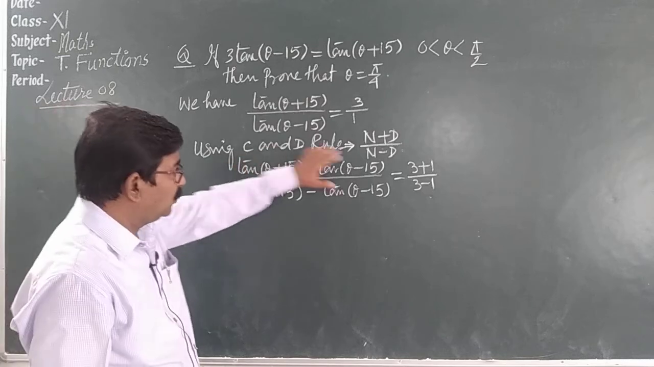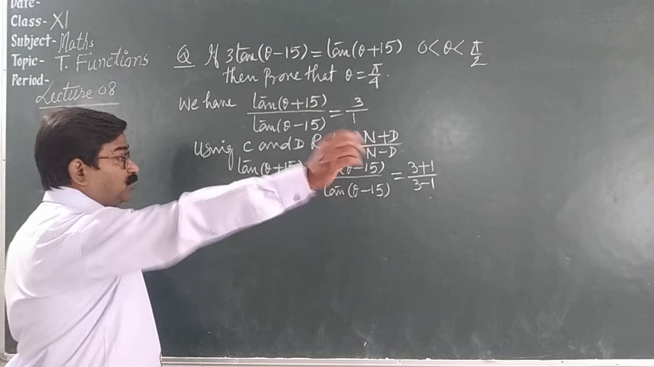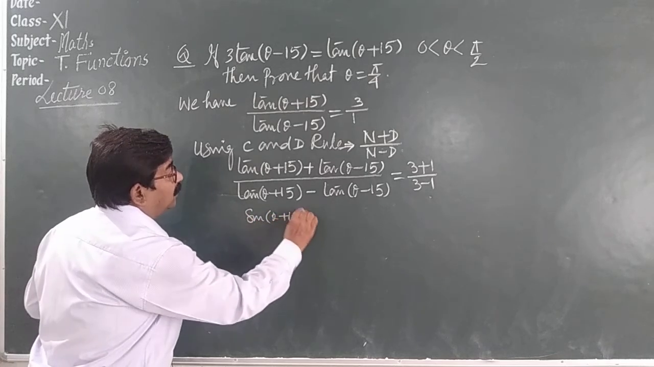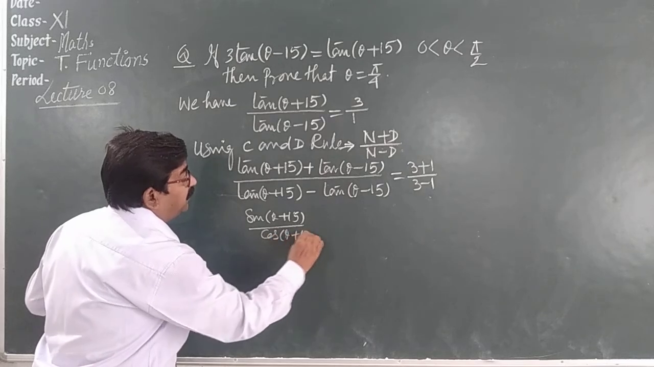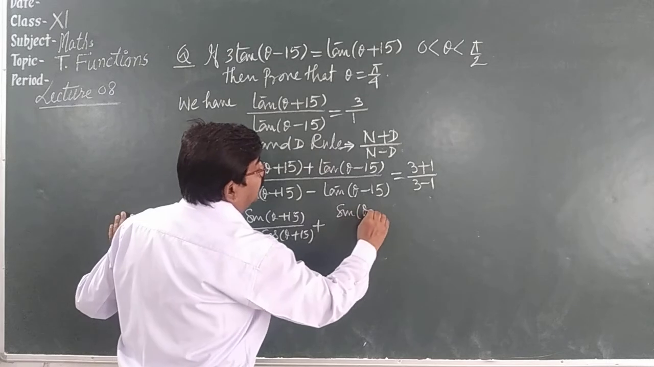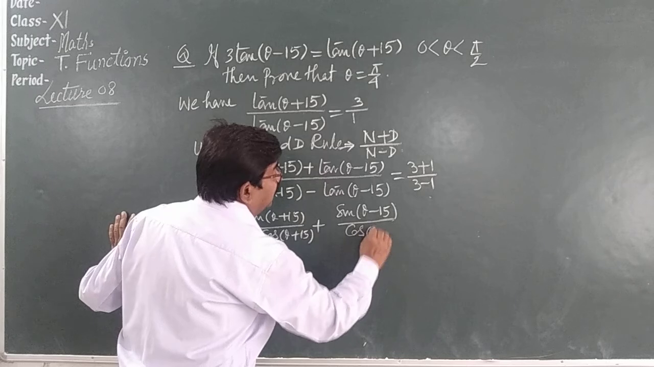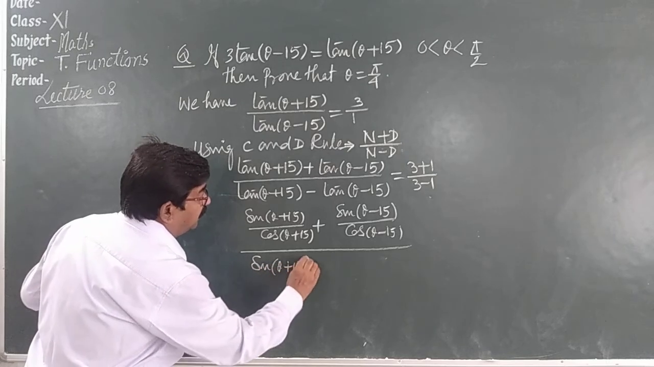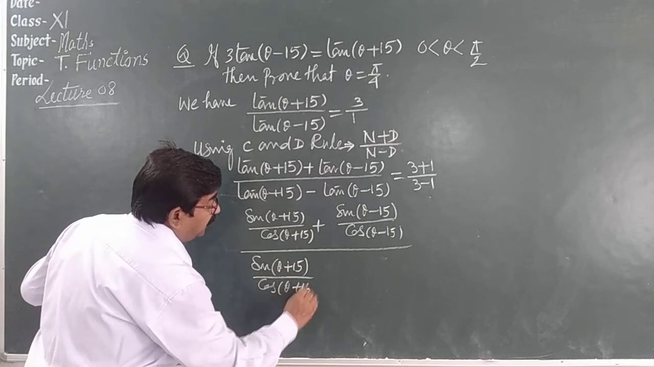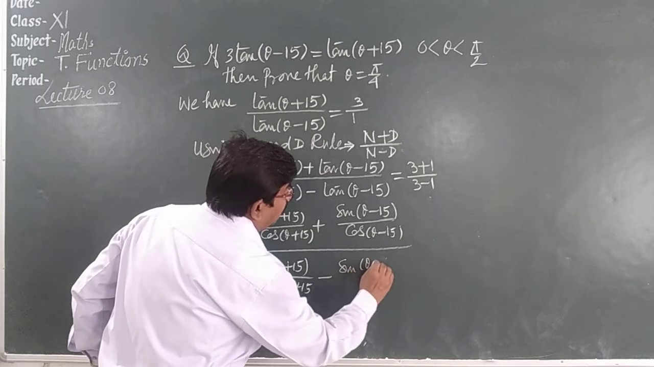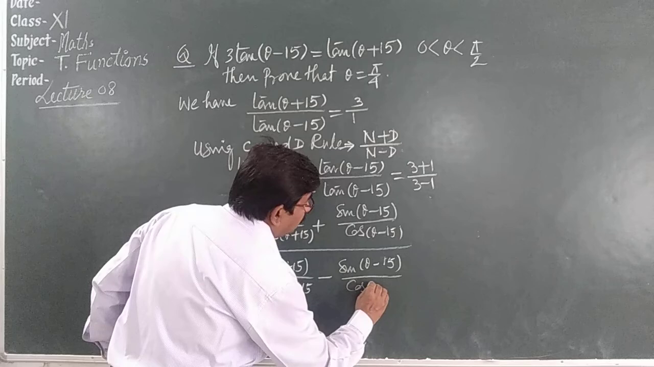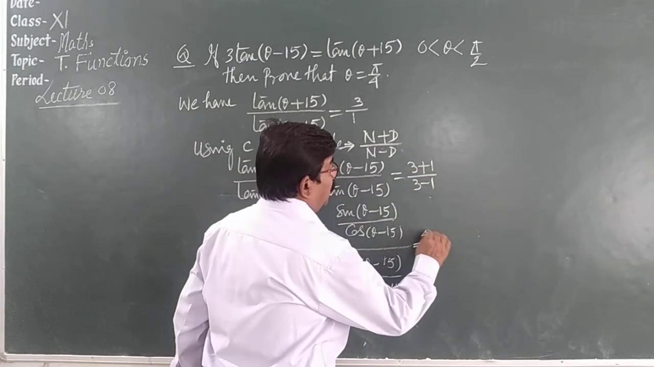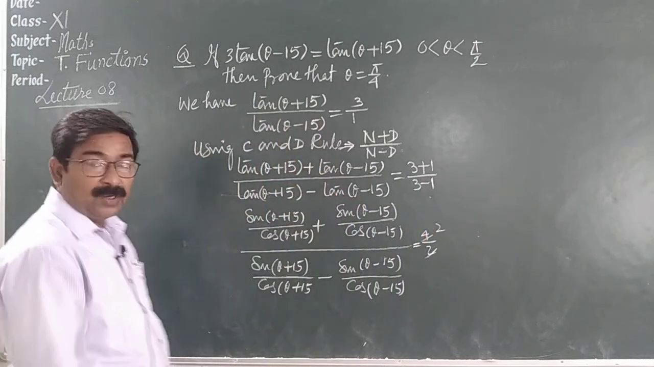Now we will change this whole term into sine and cos. We write sine theta plus 15 upon cos theta plus 15, plus sine theta minus 15 upon cos theta minus 15, whole upon the same term with minus: sine theta plus 15 upon cos theta plus 15 minus sine theta minus 15 upon cos theta minus 15, is equal to what? 3 plus 1 upon 3 minus 1, 4 upon 2, which is 2. Got it?